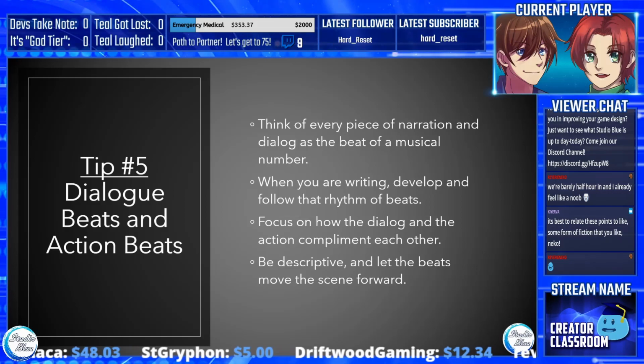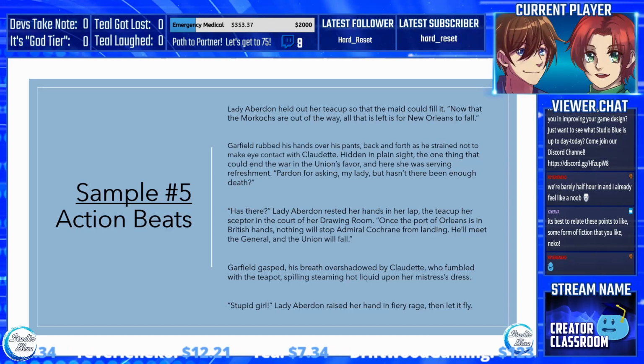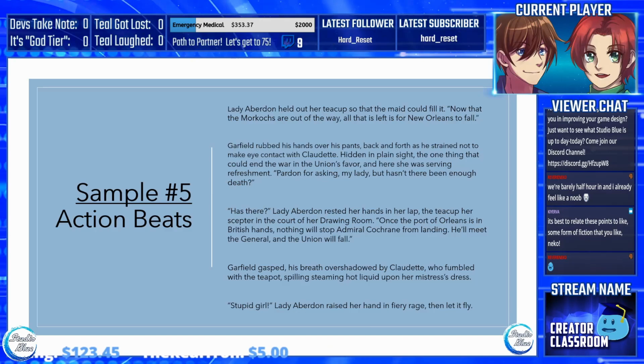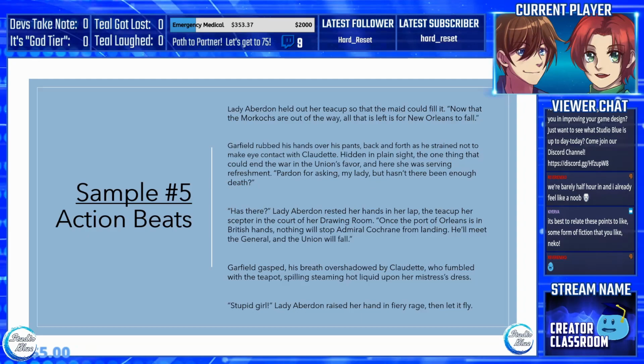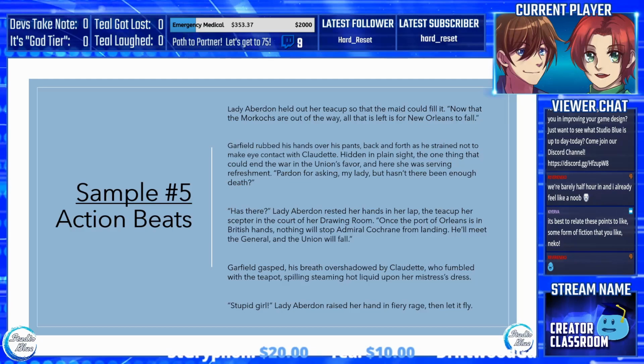All right. Let us do our sample of number 5 here. Lady Aberdon held out her teacup so that the maid could fill it. "Now that the Moorcocks are out of the way, all that is left is for New Orleans to fall." Garfield rubbed his hands over his pants back and forth as he strained not to make eye contact with Claudette. Hidden in plain sight, the one thing that could end the war in the Union's favor, and here she was serving refreshment. "Pardon me for asking, my lady, but hasn't there been enough death?" "Has there?" Lady Aberdon rested her hands on her lap, teacup, her scepter in the court of her drawing room.